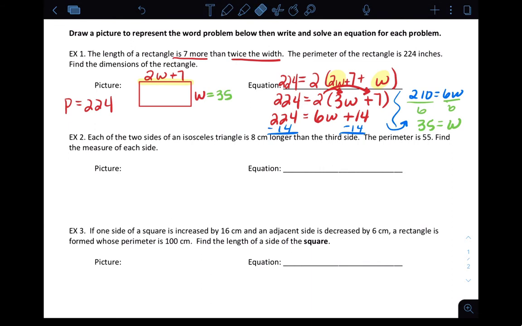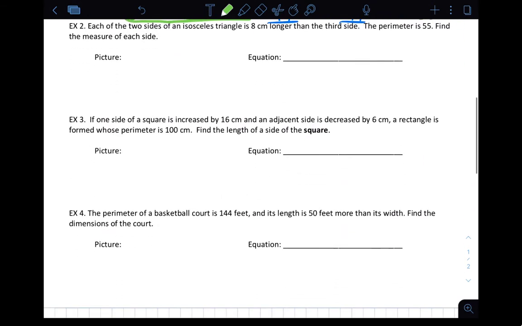So I'm going to substitute in a 35 for that width up here, and I'm going to go ahead and find that dimension. 2 times 35 is 70, and then 70 plus 7 is 77. The length of this rectangle is 77, and the width is 35. That's my answer. Let's look at our next example.